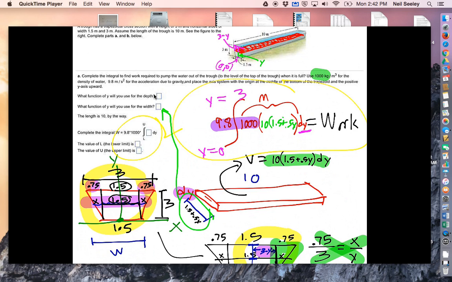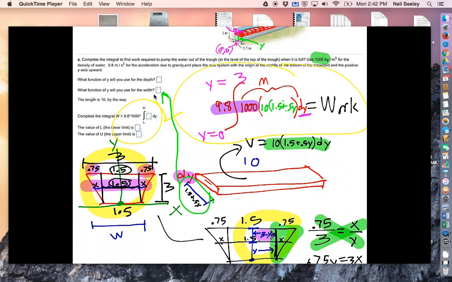What function y will you use for depth? Remember when we did this 3 minus y thing way down here at the bottom? It's going to go up there. I'm thinking 3 minus y is the depth that you're needing, but it might be y. Y or 3 minus y, one of those two. Let me know how it goes, and then we can go from there. That should get you through that problem. Let's roll with that and then just get back to me. All right.